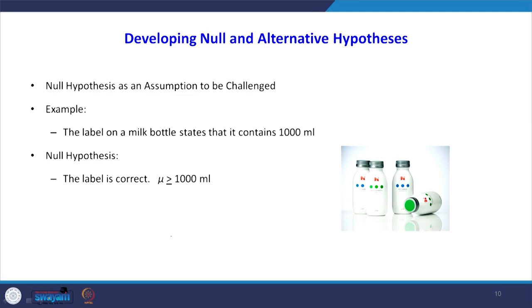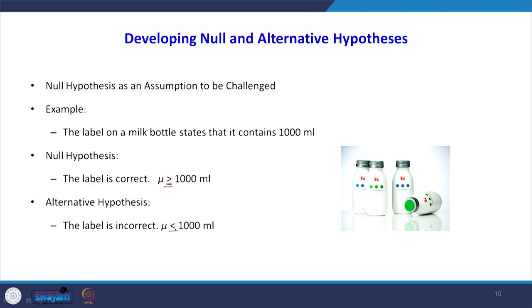Another hint is that the null hypothesis is nothing but the status quo. In the null hypothesis there will always be an equal to sign. The null hypothesis looks at things from an optimistic perspective. If somebody says the bottle contains 1000 ml, we assume that yes, that assumption is correct. So, we formulate the null hypothesis as mu greater than or equal to 1000 ml. The alternative hypothesis is that the label is incorrect, mu less than 1000 ml. You see that the signs are complementary. Since in the null hypothesis it is greater than or equal to, the alternative has less than.